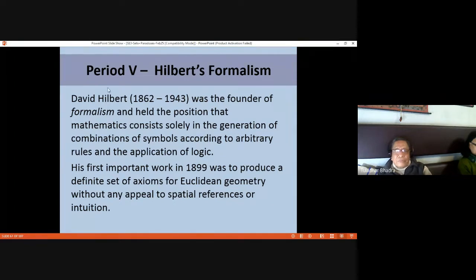Now, lastly, period 5 of the crisis, Hilbert's formalism. David Hilbert, 1860 to 1943, was the founder of formalism and held the position that mathematics consists solely in the generation of combinations of symbols according to arbitrary rules and the application of logic. His first important work in 1899 was to produce a definite set of axioms for Euclidean geometry without any appeal to spatial reference or intuition.